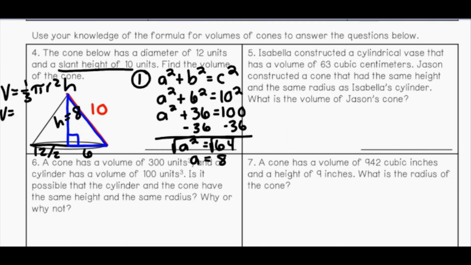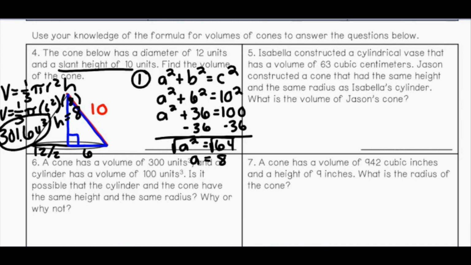The volume is equal to 1/3 pi. The radius is 6 squared and our height is 8. And once we put that into our calculator, again, one more time, 1, ABC 3, pi symbol, in parentheses 6 squared, in parentheses 8, you're going to get a 301, and rounding to the nearest tenth, it will be 301.6 or 301 6/10 units cubed.